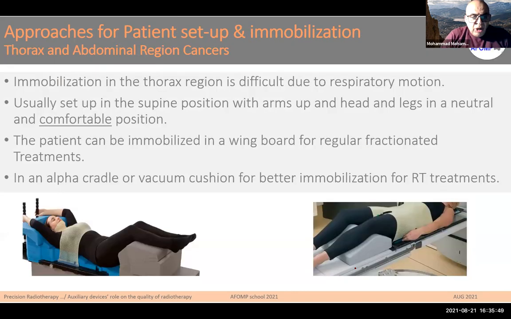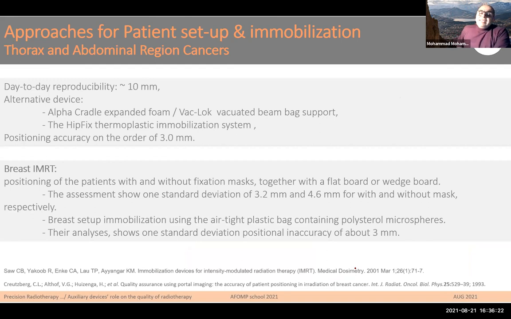For the thorax and abdominal region, you can use some other immobilizing devices like base rest, foot rest and head rest, and beds actually, and thermoplast immobilizers, which are giving better results. The patient can be positioned better, in a safe and reproducible condition. And if we don't use the appropriate immobilizer, day-to-day reproducibility is around 10 millimeter.